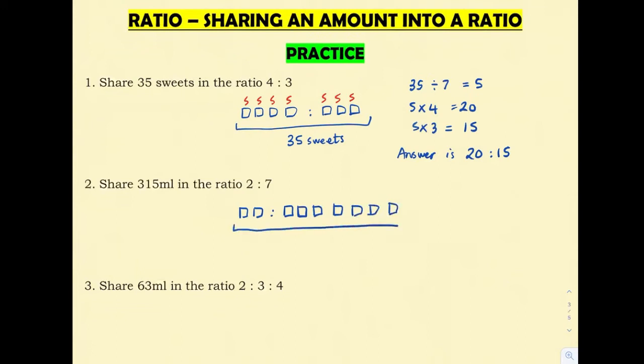And we're sharing the 350 ml in total. So all together, I've got 1, 2, 3, 4, 5, 6, 7, 8, and 9. So I'm going to do 315 divided by the 9, which gives me 35. So 35 in each part.